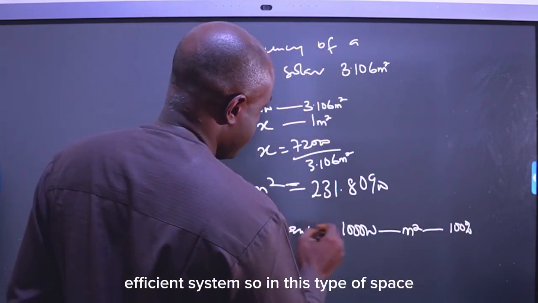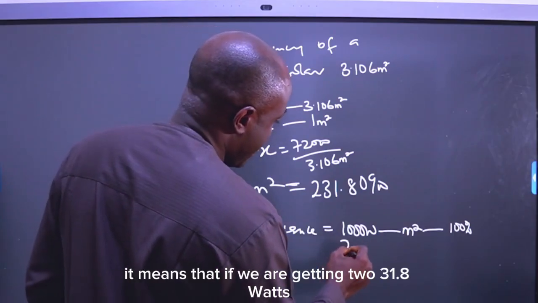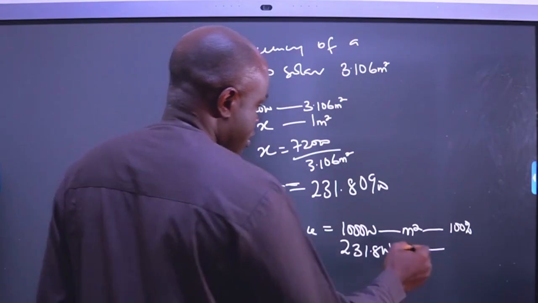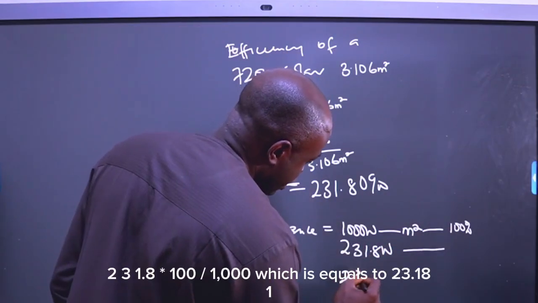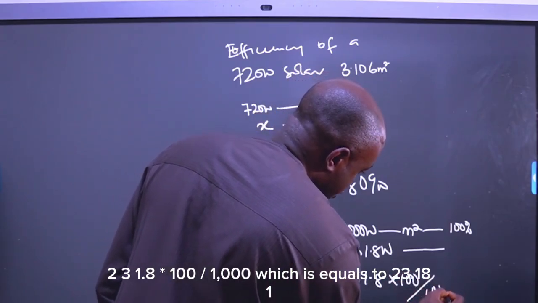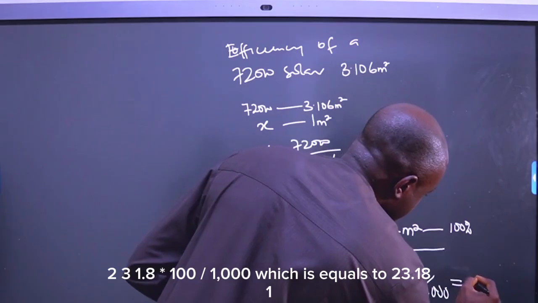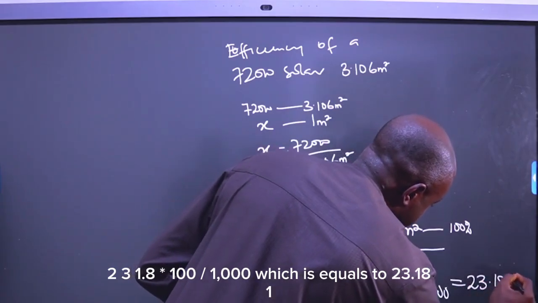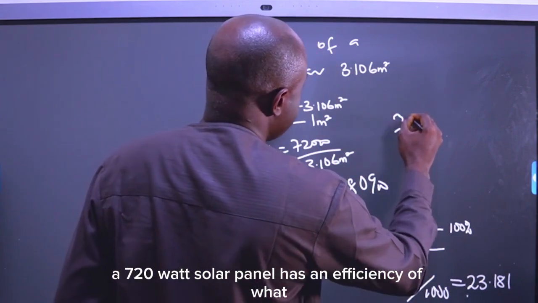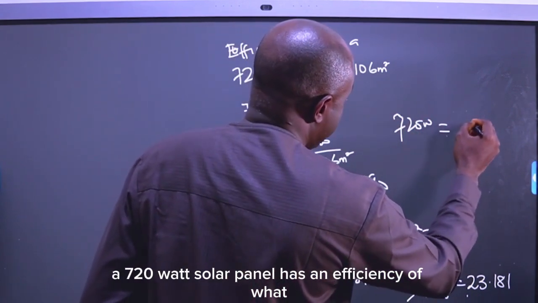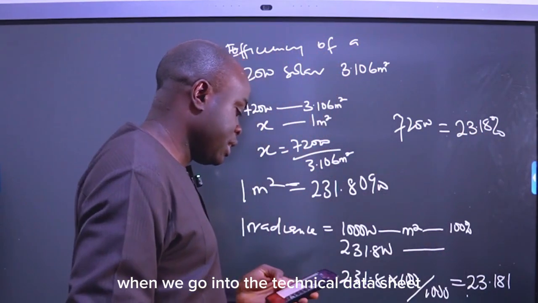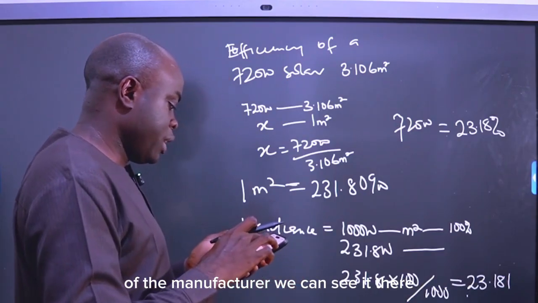So in this space, this is also 1 meter square. It means that if we are getting 231.8 watts, what is the percentage? You multiply 231.8 times 100 divided by 1000, which is equal to 23.181. So, in summary, a 720 watt solar panel has an efficiency of 23.18%.